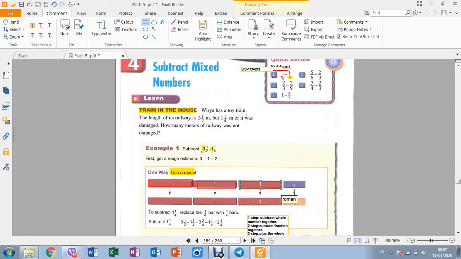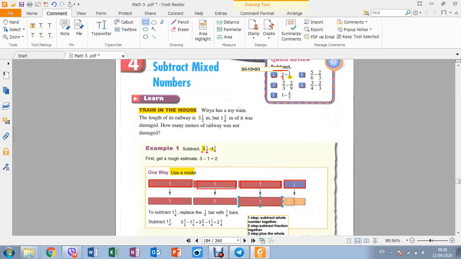And plus this model, look, 1/2. This is a fraction in there. Now the second number shows 1 whole, so we have 1. And I have 1/4.